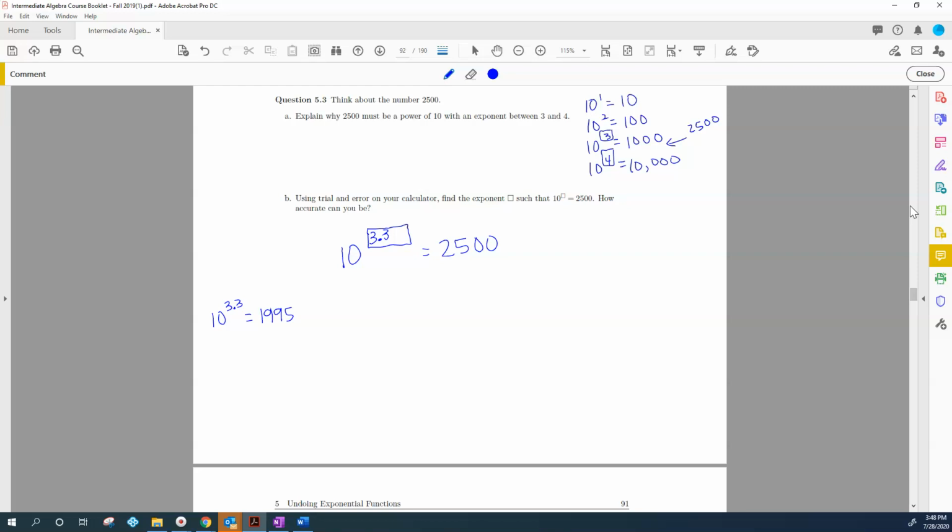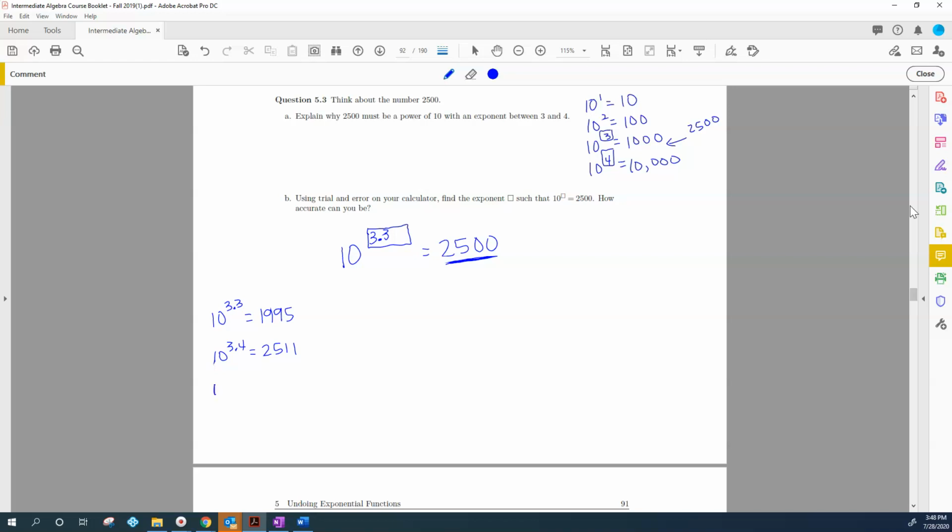So I'm thinking, well, what if I try 10 to the 3.4 power? Because I'm trying to get close to 2,500, and all I'm at right now is 1995. So what would 10 to the 3.4 power be? Well, that puts me over 2,500. That gives me like 2,511. So I'm like, okay, it's got to be somewhere in between 3.3 and 3.4.